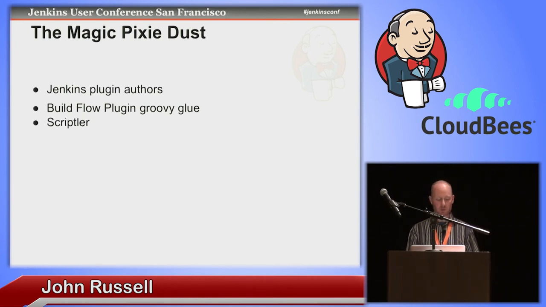Like I said, Buildflow plugin was great. Scriptler is another thing that is fantastic. If you're not using the Scriptler plugin, you should go find the Scriptler plugin. It is basically just, you can run arbitrary Groovy code whenever you feel like it. You can make them build steps. You can do all sorts of stuff. And it works incredibly well and makes a lot of this easy.